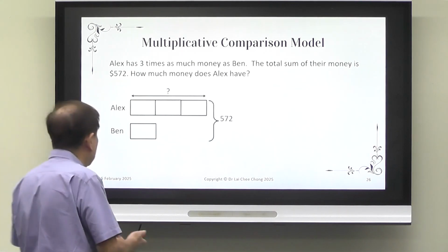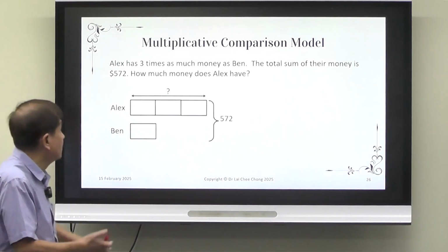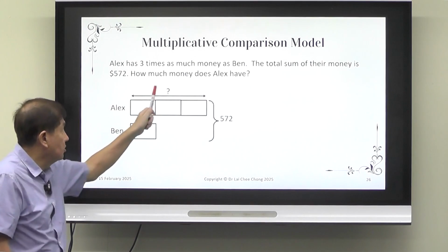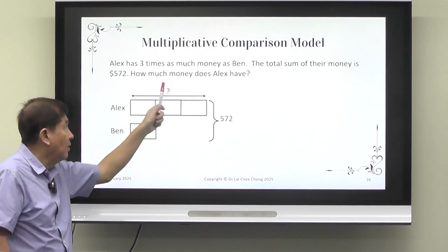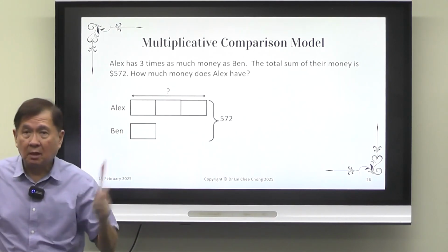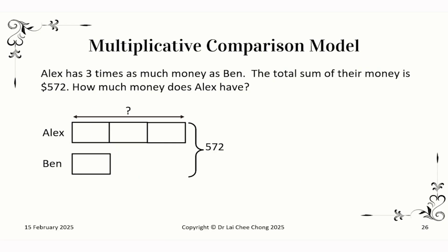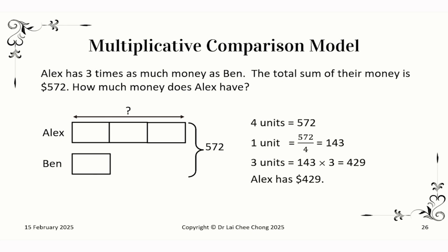And the total is what? 570. That's what's given to us. Now the question is, how much money does Alex have? You see, I put a question mark here. That's important. I know exactly where I'm supposed to find my answer. I want to find how much Alex has. Once this is done, the solution is very easy, because these are all the same size units. Altogether, 4 units is equal to 570. I work out 1 unit as before. Then I've got 3 units, and that's the amount of money that Alex has. Straightforward.